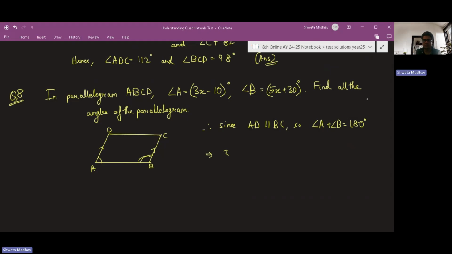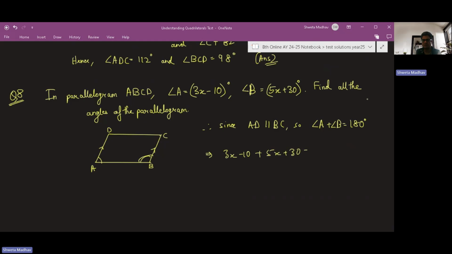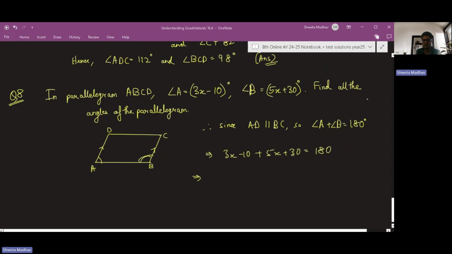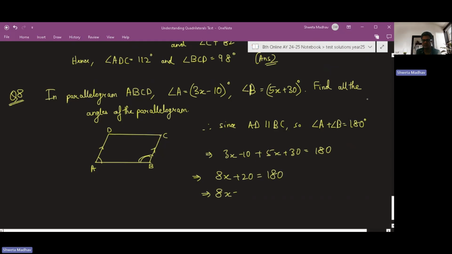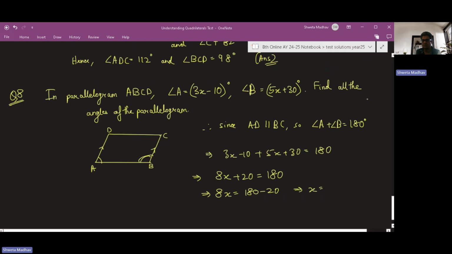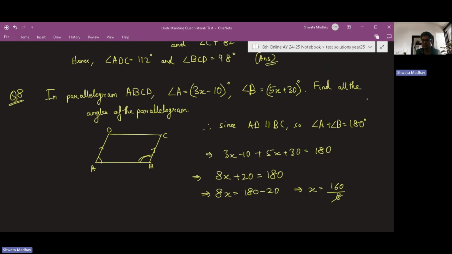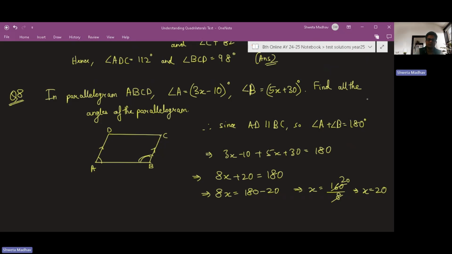Therefore, 3x minus 10 plus 5x plus 30 should be equal to 180. So 3x plus 5x is 8x, and plus 30 minus 10 is plus 20, equal to 180. Therefore 8x would be equal to 180 minus 20, that is 160. So x will be 160 divided by 8, which is equal to 20. So x is 20.